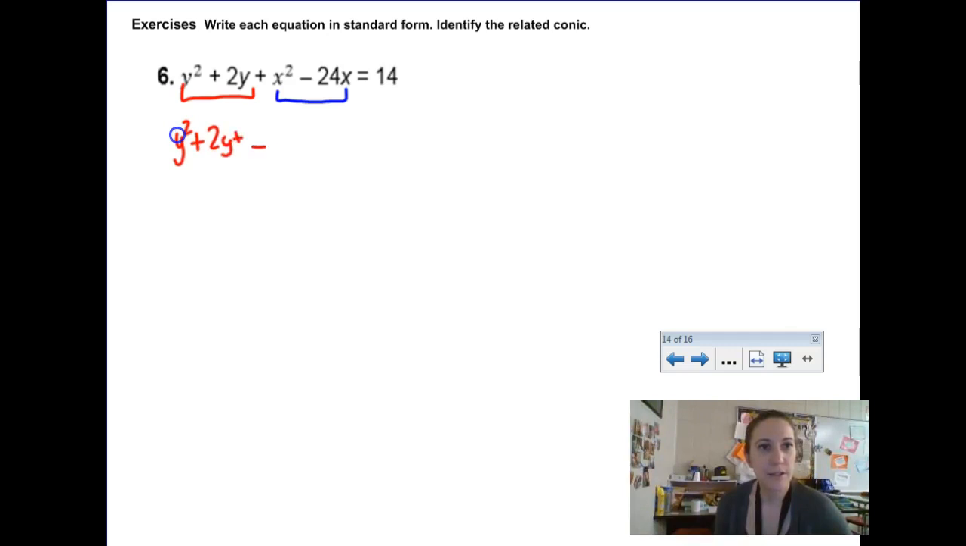Oh man, it's like your birthday. There's nothing to factor out. Same thing here. There's nothing to factor out here either. The 14's already moved over. That's nice. So now we just have to balance out the completing the square.